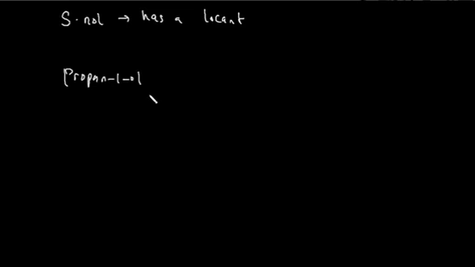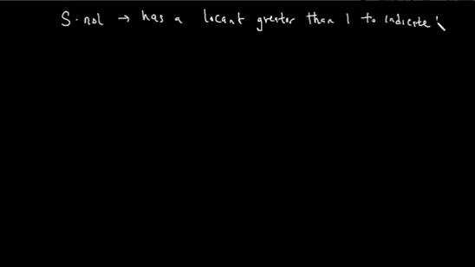Good. But for secondary, it has a locant greater than 1, which means 2, 3, 4, 5, anything greater than 1. Are you following me? It has a locant greater than 1 to indicate the hydroxyl group position.